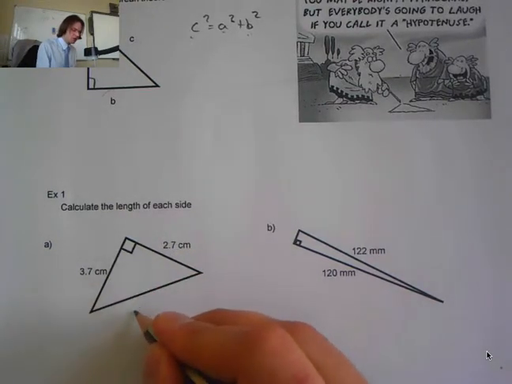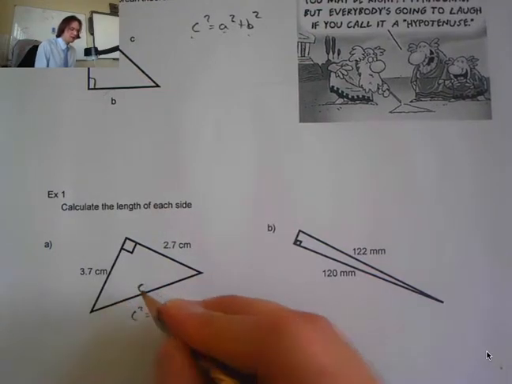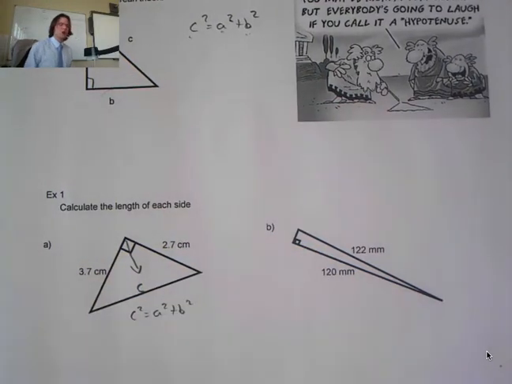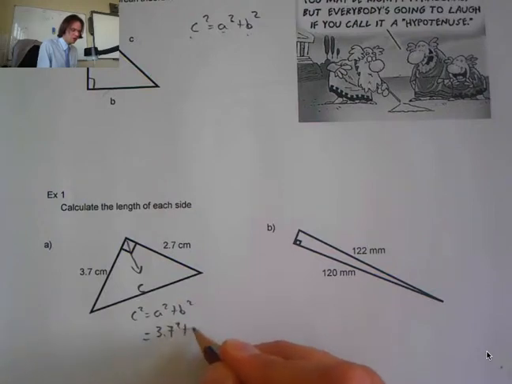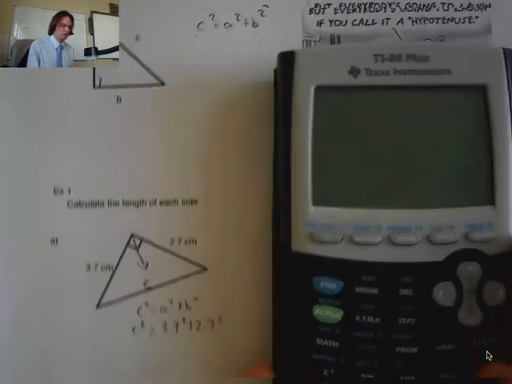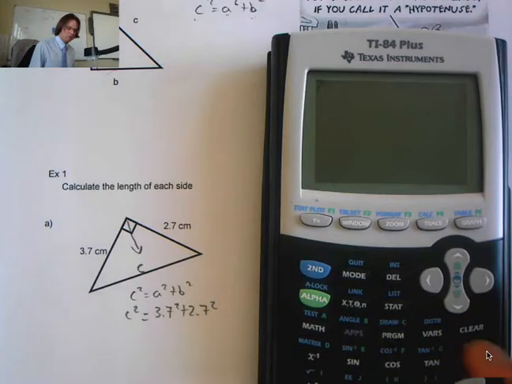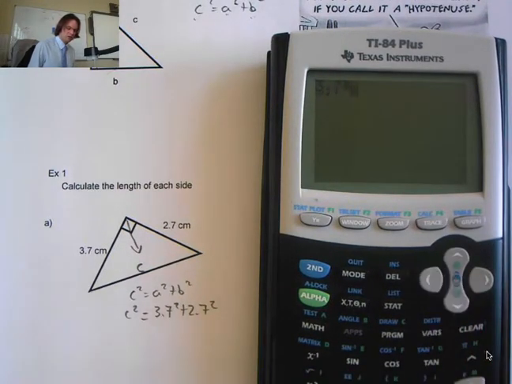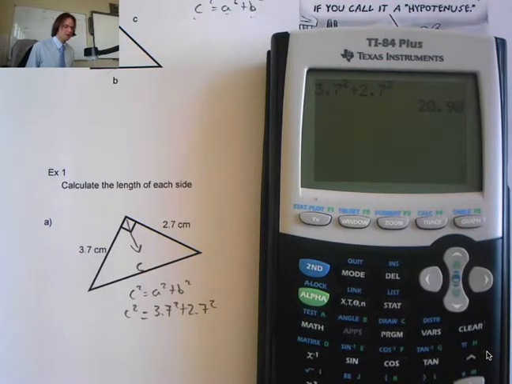This one here is going to be c squared is equal to a squared plus b squared. In this case, this is c. C is always the hypotenuse, which is opposite of the right angle. Now, we put in the values that we know. We have 3.7 squared plus 2.7 squared is equal to c squared. So I'm going to plug those in. 3.7 squared plus 2.7 squared, and that's going to give me 20.89.